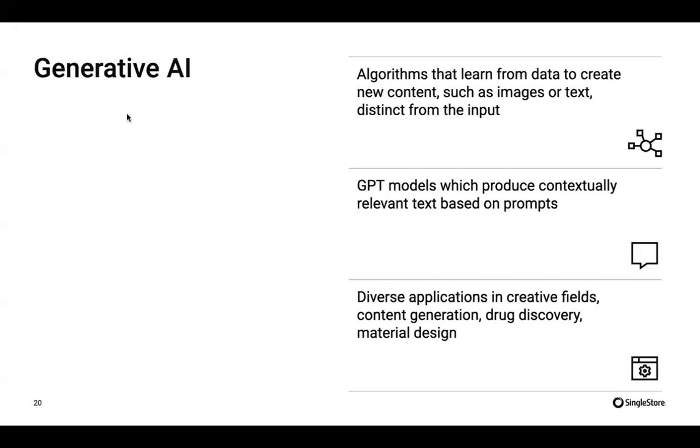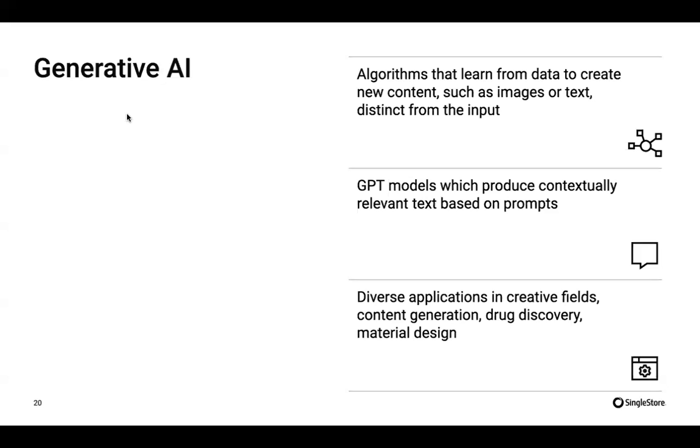GPT models, which produce contextually relevant text based on prompts. So most of you, I would guess, will probably have had a go at that, either ChatGPT or Bard or Gemini, as it's now called. And this is text-based prompts, although the world is moving in the multimodal direction, handling things like audio and images as well. That's going to be really cool.